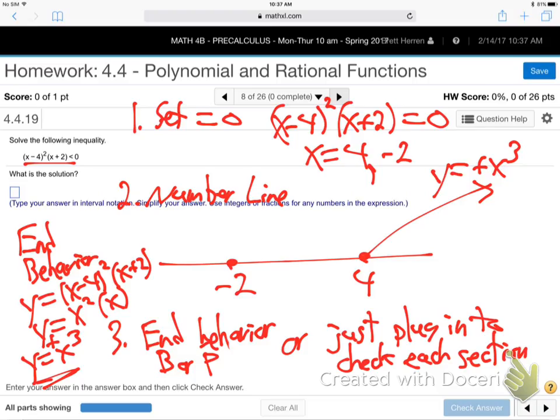Okay, and then figure out if 4 is a bouncer or a pass-through, and then if -2 is a bouncer or a pass-through. Let me give you just a second, see if you can get that. All right, what about 4? Look at the power on 4. It's a bouncer because it's an even power on the 4, right? That's a bouncer. So boing, it's going back up.